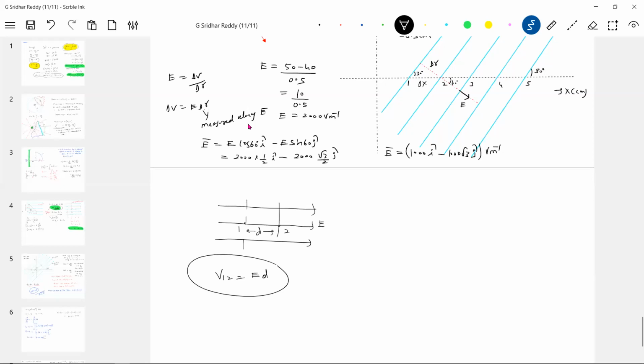Okay, now let's explore some different types of numericals.